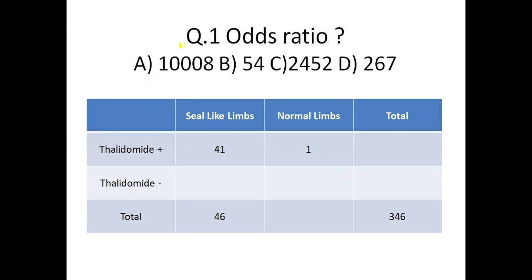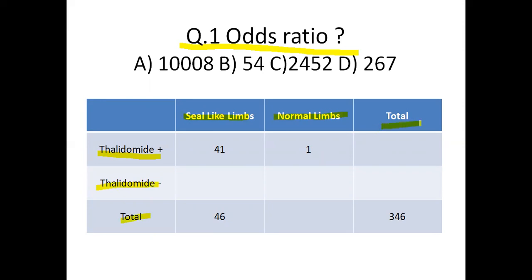So I'll read out the two questions to you. The first question is very simple. You have to calculate the odds ratio. Now, what is given? The cases are seal-like limbs, the controls are normal limbs. The exposure is thalidomide present, and the exposure absent is obviously thalidomide absent, and these are the total columns.